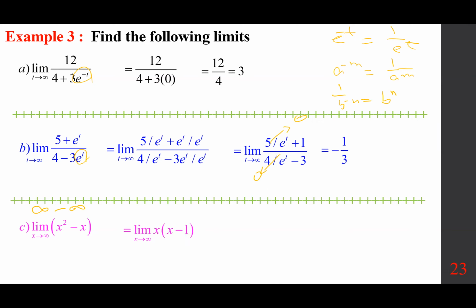The technique is factoring. And now if you plug in, you do get infinity. So infinity minus infinity can be anything. That's why it's indeterminate. I can't emphasize this enough.